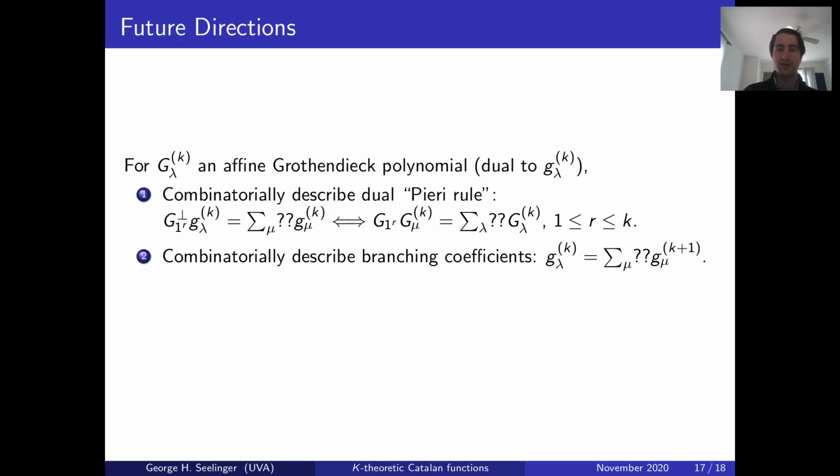While we establish that the branching coefficients are alternating, we'd like to actually combinatorially describe them. And then finally, K-theoretic K-Schur functions can be expanded into normal K-Schur functions, and now that we have this raising operator and lowering operator formula for both the K-theoretic K-Schur functions and just normal K-Schur functions, we'd like to be able to manipulate it to perhaps give some sort of combinatorial description of these coefficients.